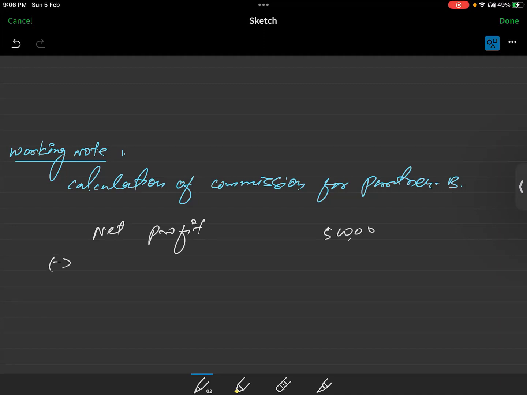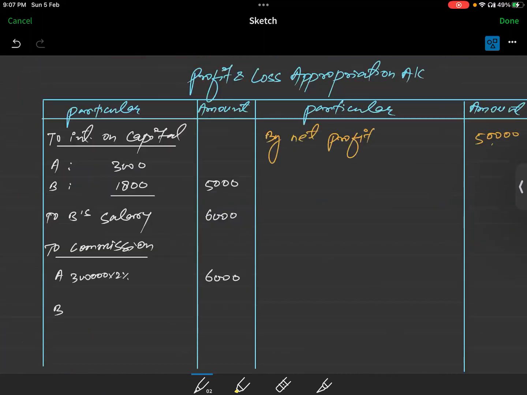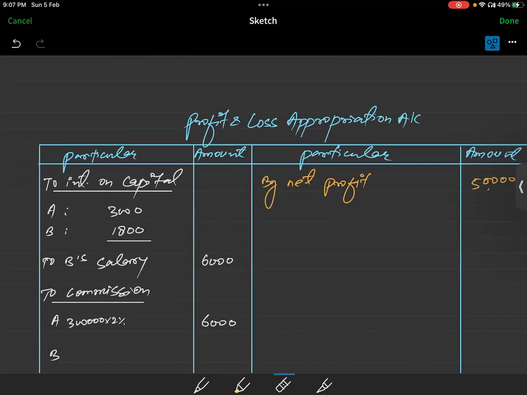We'll subtract all expenses like interest on capital that we have to pay to the partners. Okay, interest on capital which is to be paid to the partners is how much? So 3,000 plus 1,800, that is 4,800. I think I made a mistake here. Just a second. It should be 4,800.